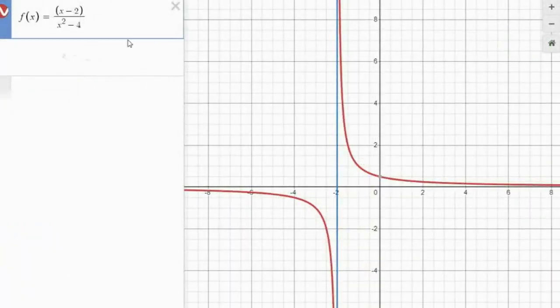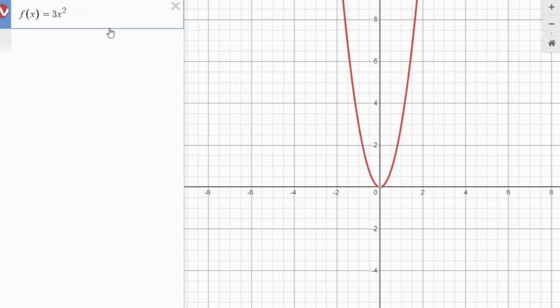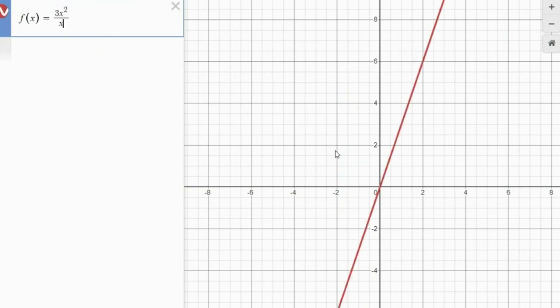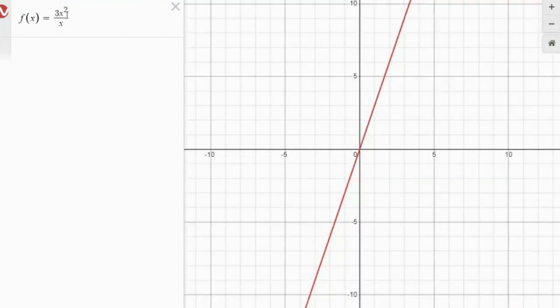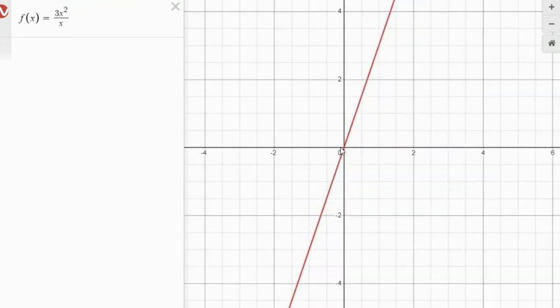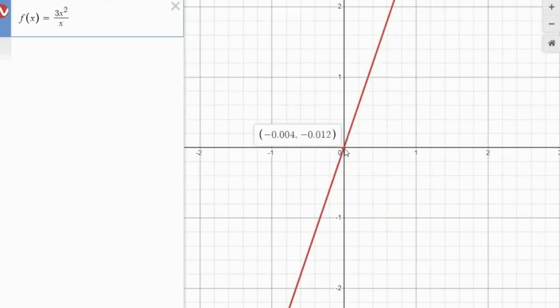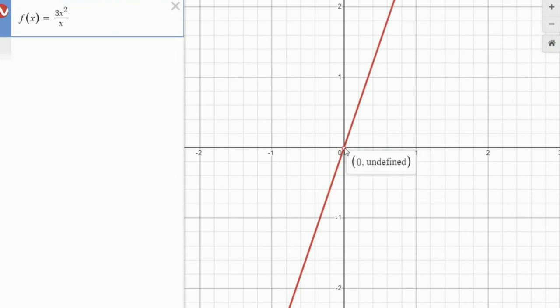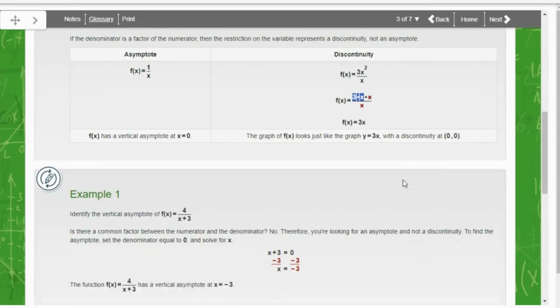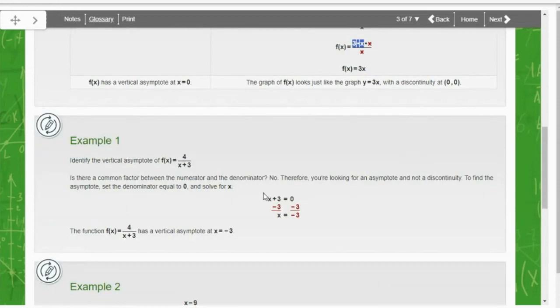Let's get rid of this one. 3x squared divided by x. It looks just like the graph of 3x. Just a straight line, even though it's an x squared equation. But it said that there's a discontinuity. There's a hole at 0. Yep, there it is. It's not defined. So this is actually two separate graphs because there's a hole. It doesn't continue through the 0. So just pay attention to that when you're working on these things.